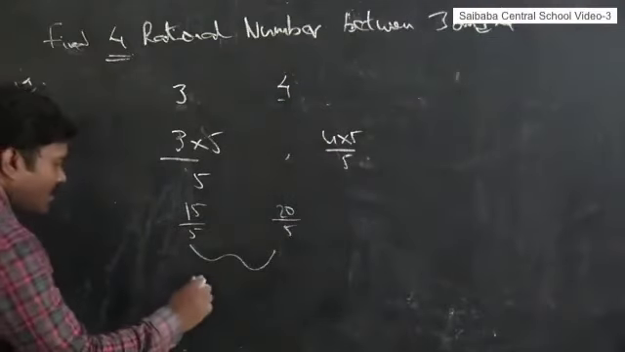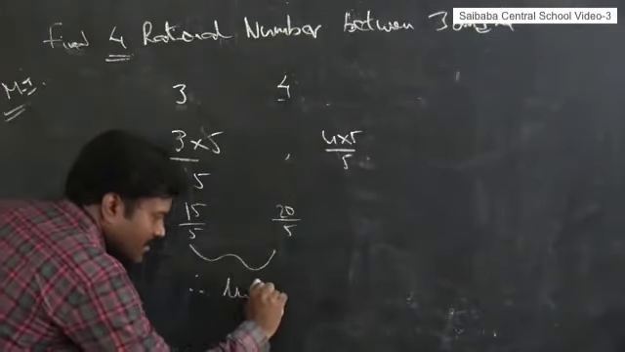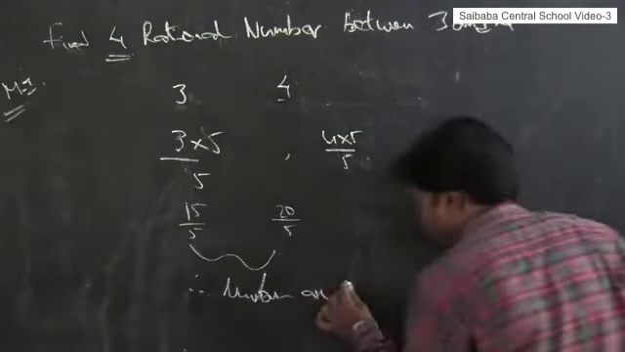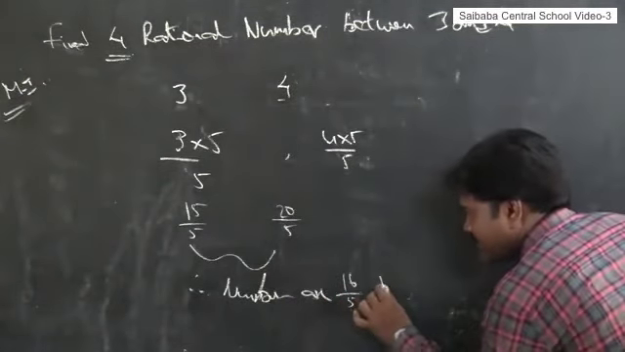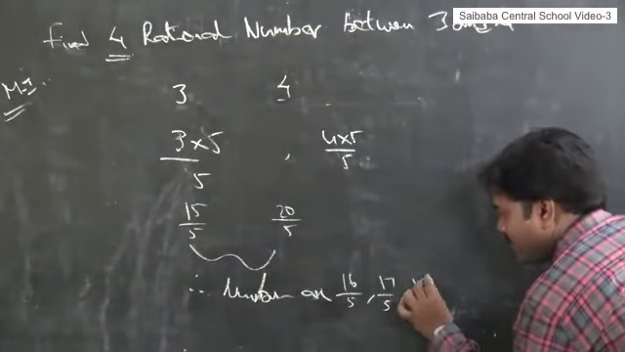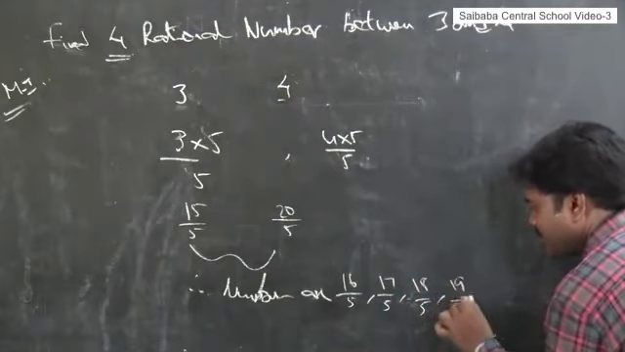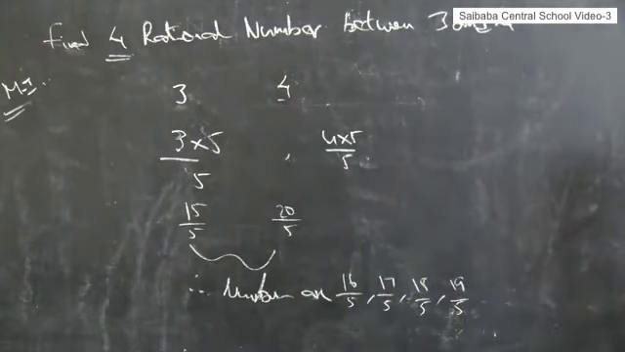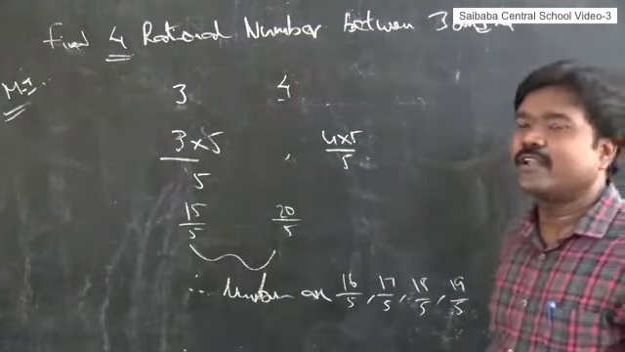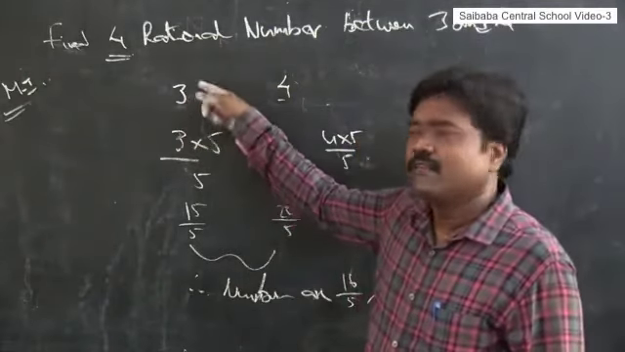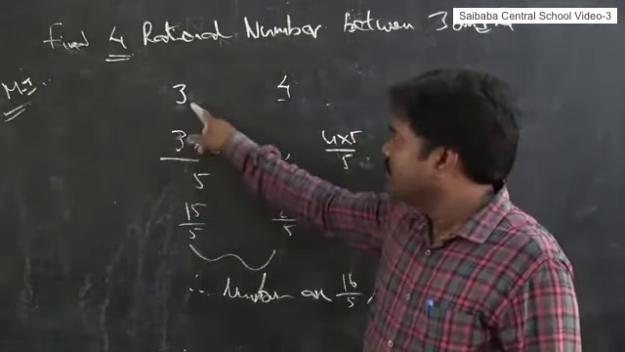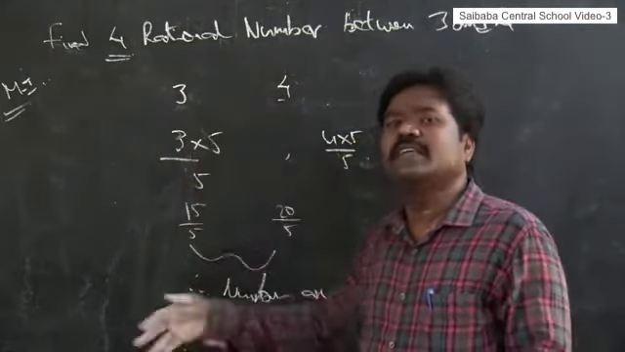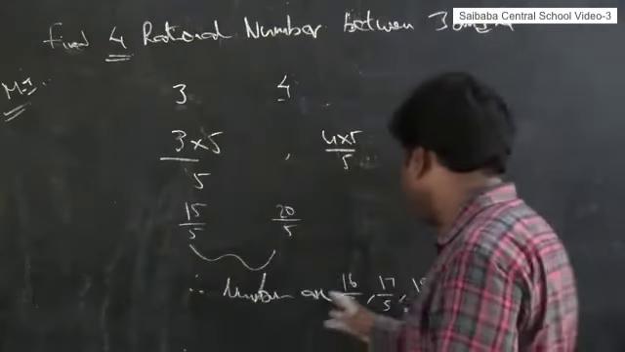Then the numbers are, 15 by 5 given, then 16 by 5, 17 by 5, 18 by 5, then 19 by 5. This is 4. Very easy. This is one method. Then last year what did we do? Same, divided by 10 into by 10, like that we did. Any number we can write, not only this 5 into 5. That is the next method, we discuss that afterwards. Okay, this is one method.